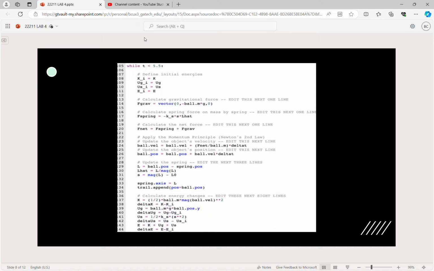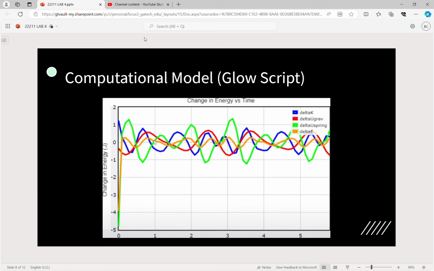Basically, what we're trying to do is calculate the energy changes, which is shown by lines 37 through 44. And then finally our computational model, which was GlowScript. You can see that delta E oscillates around 0, which means it rises right above 0 and then goes down right below 0, so it ends up being around 0.